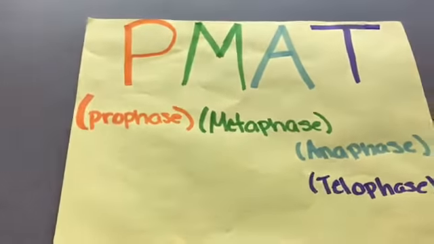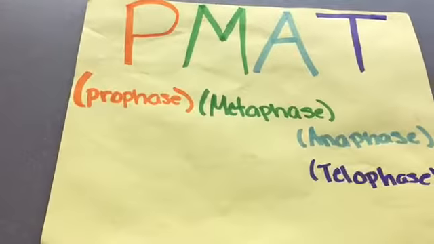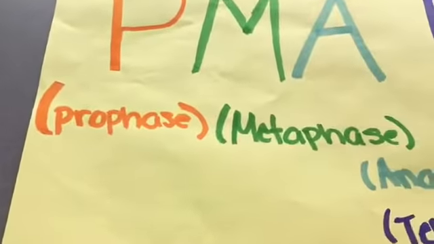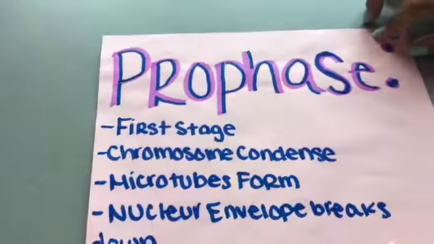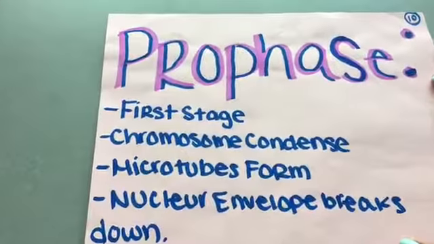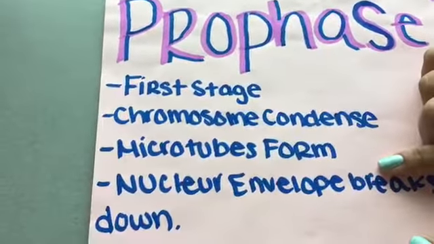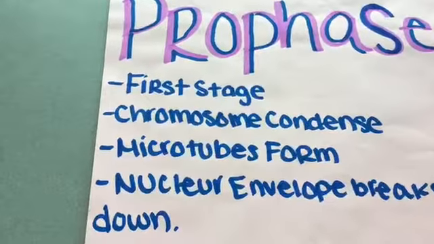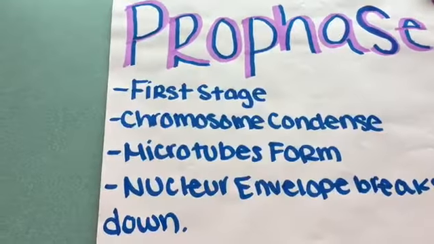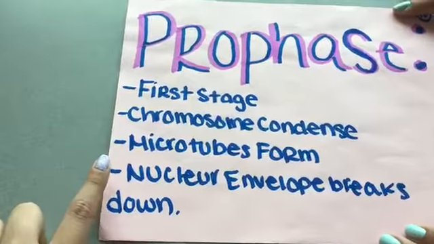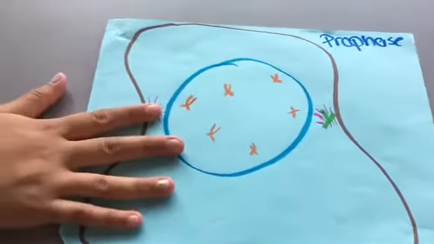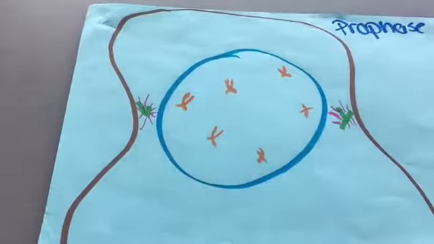PMAT is involved in both mitosis and meiosis. P is for prophase, M is for metaphase, A is for anaphase, and T is for telophase. Let's start off with prophase, the first step. Chromosomes condense in this step. Microtubules form and the nuclear envelope breaks down. Here's prophase in the mitosis cycle.